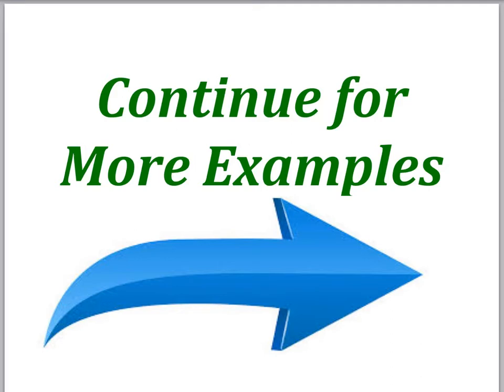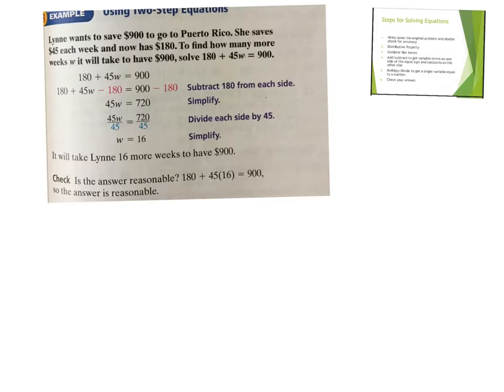Alrighty, continue for another example from me. Yes, you're lucky you're going to get to do story problems. Lynn wants to save $900 to go to Puerto Rico. She saves $45 each week and now has $180. To find how many more weeks it will take to have 900, solve this equation. So it's 180 plus 45w equals 900.